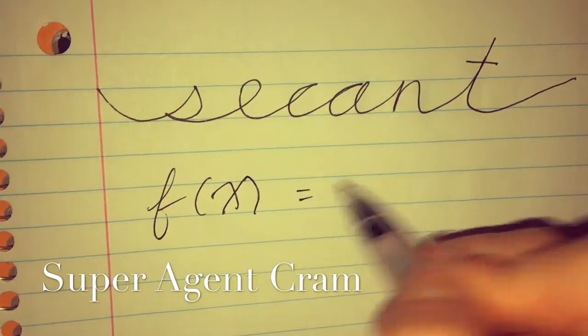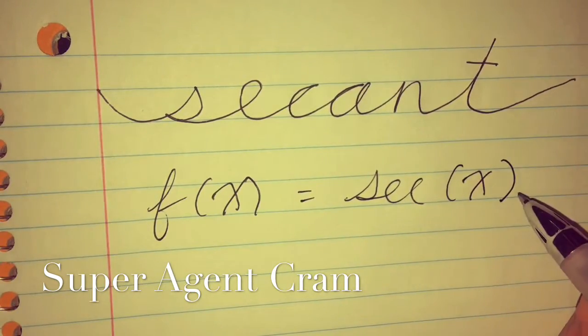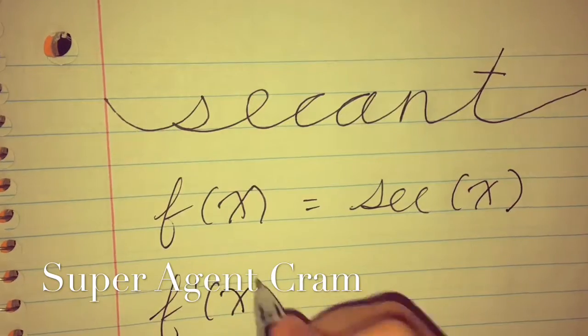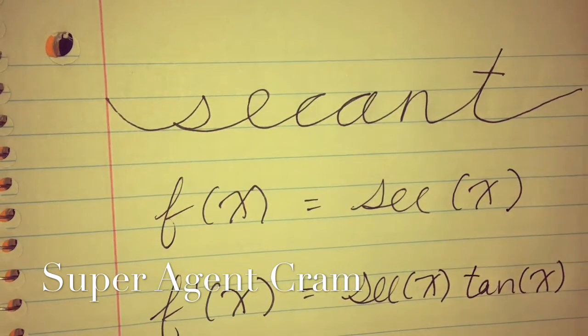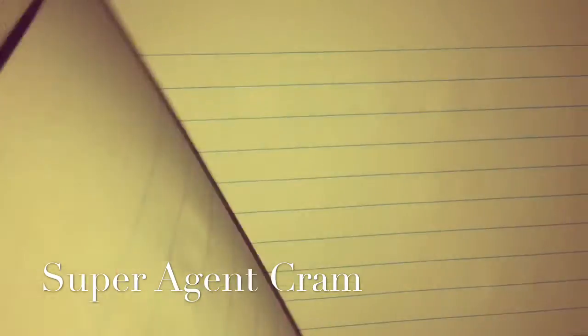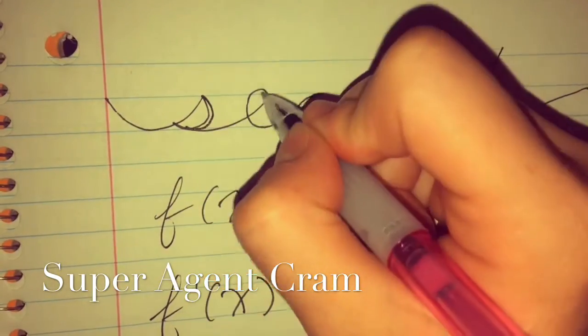The secant rule. If you have a function f of x equals the secant of x, then the derivative of that function equals f prime of x equals secant of x times tangent of x.